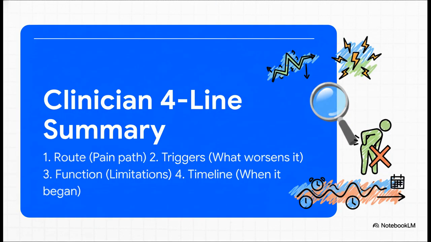And when you do go talk to your doctor or physical therapist, this is how you make that short appointment incredibly productive. You just use this 4-point summary. You clearly state the pain's root, the triggers that make it worse, how it's affecting your daily function, and the timeline of the whole thing. A summary this clear makes your story impossible to ignore.